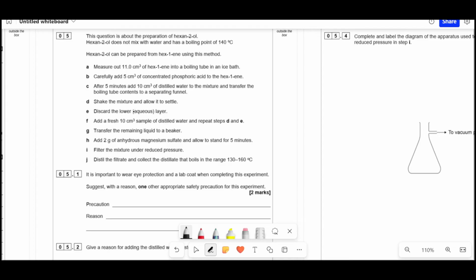After 5 minutes, you add 10 centimeters cubed of distilled water to the mixture and transfer the boiling tube contents to the separating funnel, and you shake the mixture, allow it to settle, discard the lower aqueous layer, add a 10 centimeters cubed sample of distilled water, and repeat steps D and A. You transfer the remaining liquid to a beaker, and then you add 2 grams of anhydrous magnesium sulfate, and allow it to stand for 5 minutes. Then you filter it under reduced pressure as well, and then distill the filtrate and collect the distillate that boils at that.